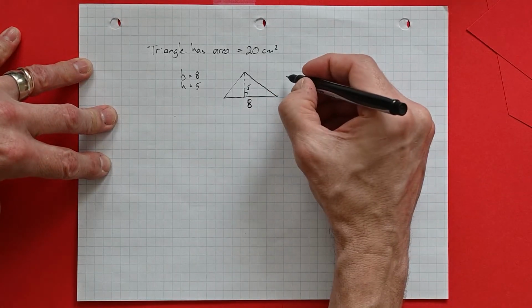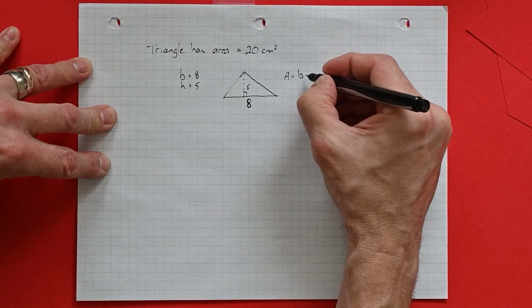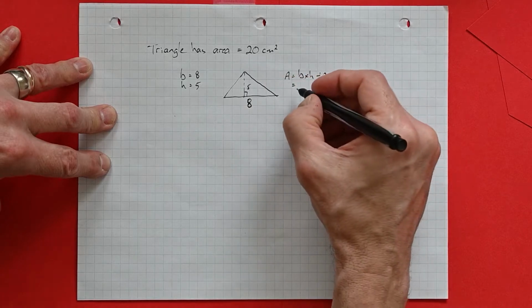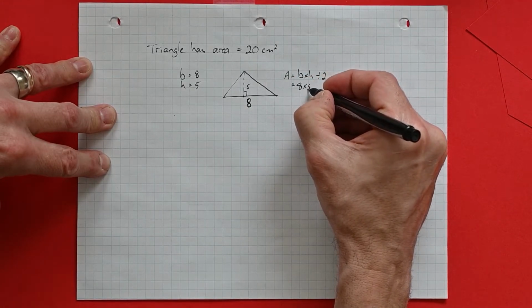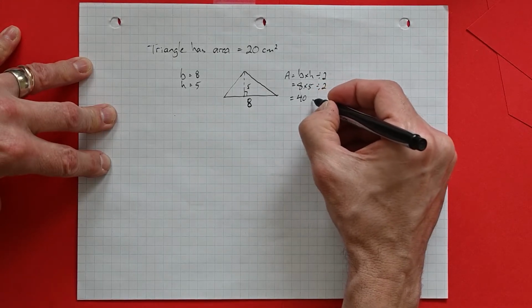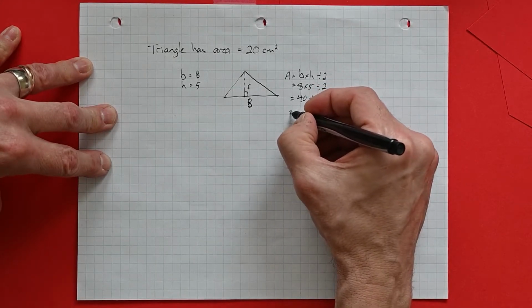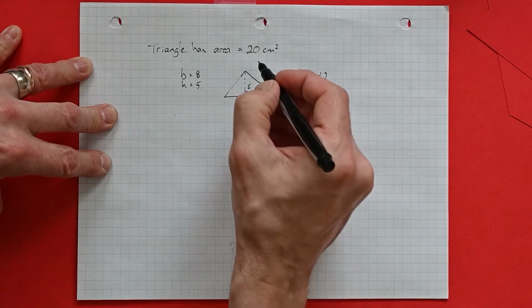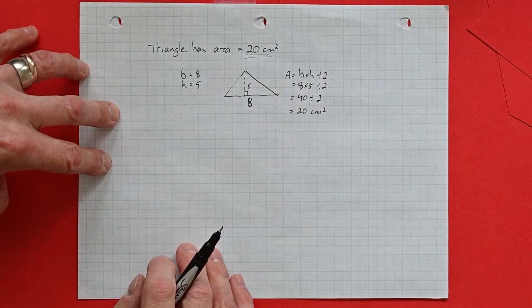Let's get the area. We know the area of a triangle is base times height divided by 2. In this case, 8 times 5 divided by 2. And now you can see why we were aiming for that 40 initially, because it always ends up getting cut in half to give us the 20 centimeters squared, which is what we wanted.